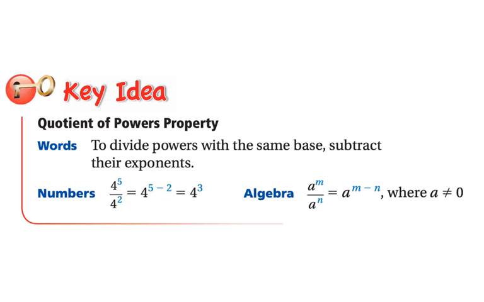So in our first example here, we see if we had 4 to the 5th power divided by 4 squared, we would take that 5 minus the 2, see it here, and 5 minus 2 gives us 3, so you would be able to simplify that by saying that we would have 4 to the 3rd power. Let's look at some examples.